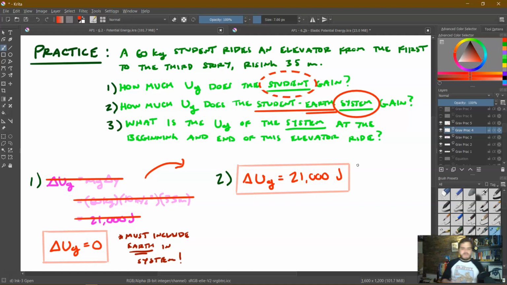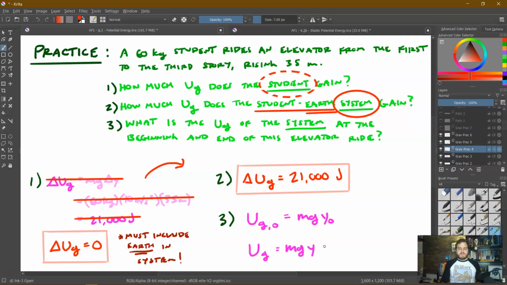Lastly, what is the gravitational potential energy of the system at the beginning and end of this elevator ride? Because we saw that the change is 21,000 joules, what would be the gravitational potential energy at these two points, which we would say is mg y naught and mg y, the initial height and the final height? Well, the thing is, what do we define as y naught? Because we could say that that initial height is 0. But they're actually probably not exactly at ground level. Maybe there's at least a few inches between them and the ground, of pavement and floor and everything else.